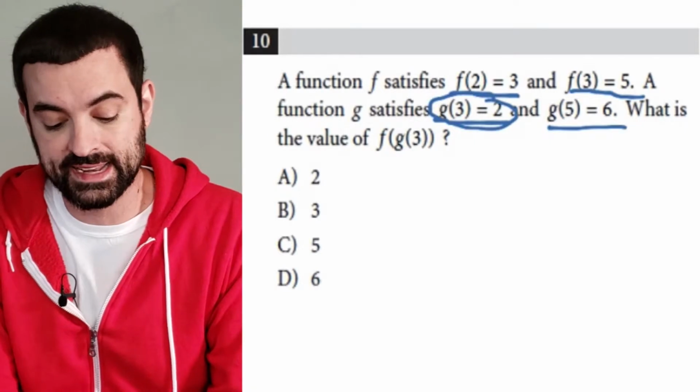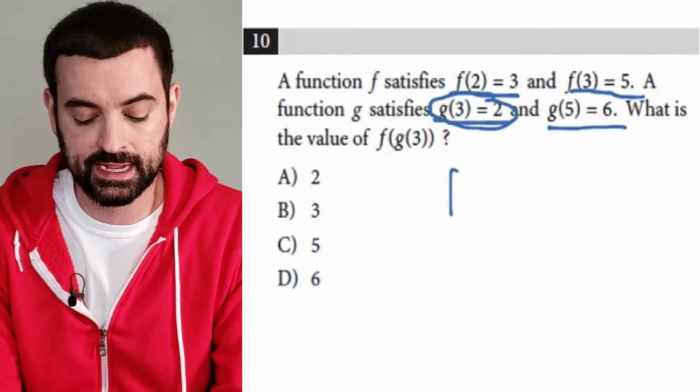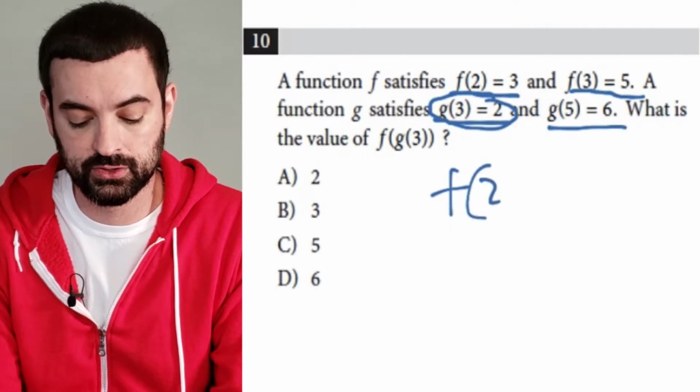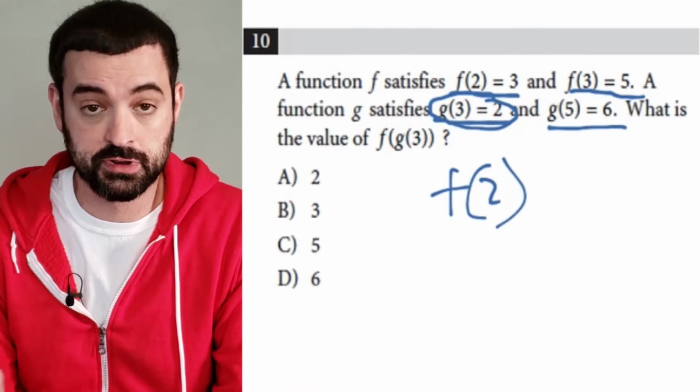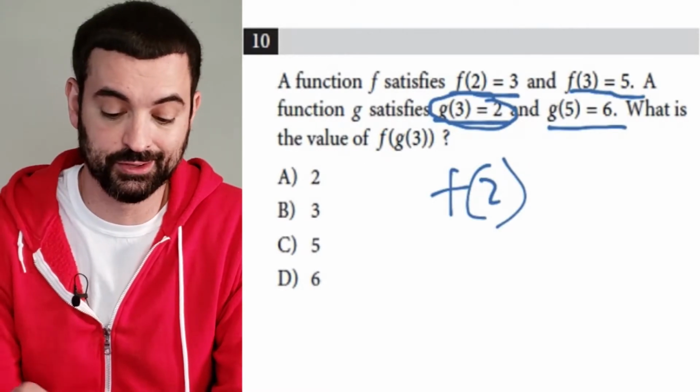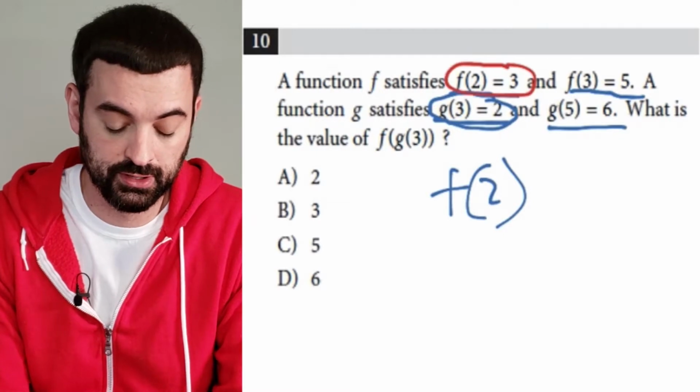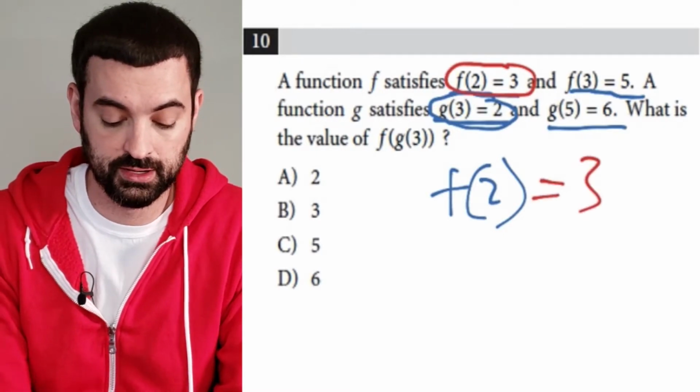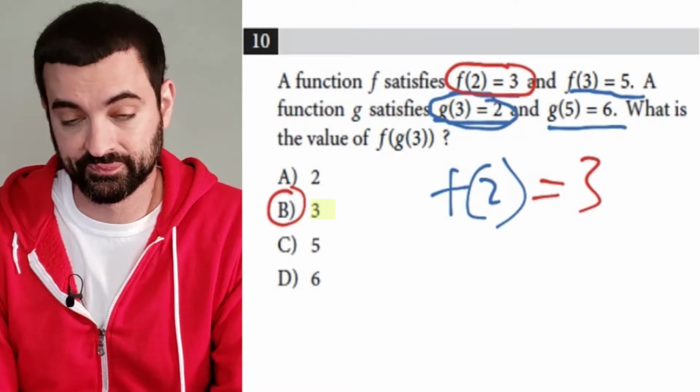So I'm going to rewrite f of g of 3 as f of 2. Do they tell us what f of 2 is? Man, they kind of do. F of 2 equals 3. That means that B is your answer.